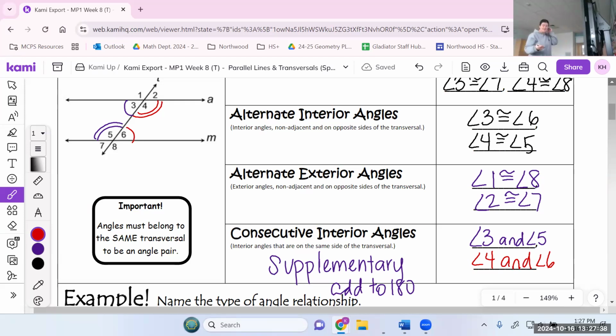So if this was done with pencil, you may notice, pointing to the board, angle 4 and angle 5 are going to be congruent. They're alternate interior angles. We already know that. Angle 3 and angle 6 are congruent, alternate interior angles. So it's a puzzle. They all fit together. Okay.